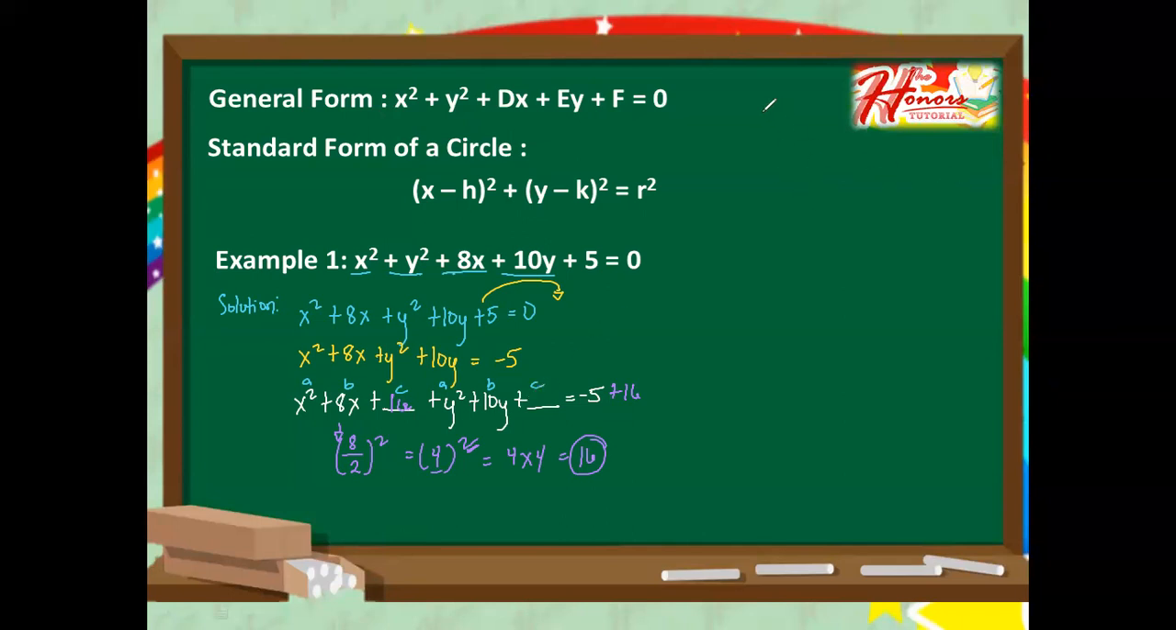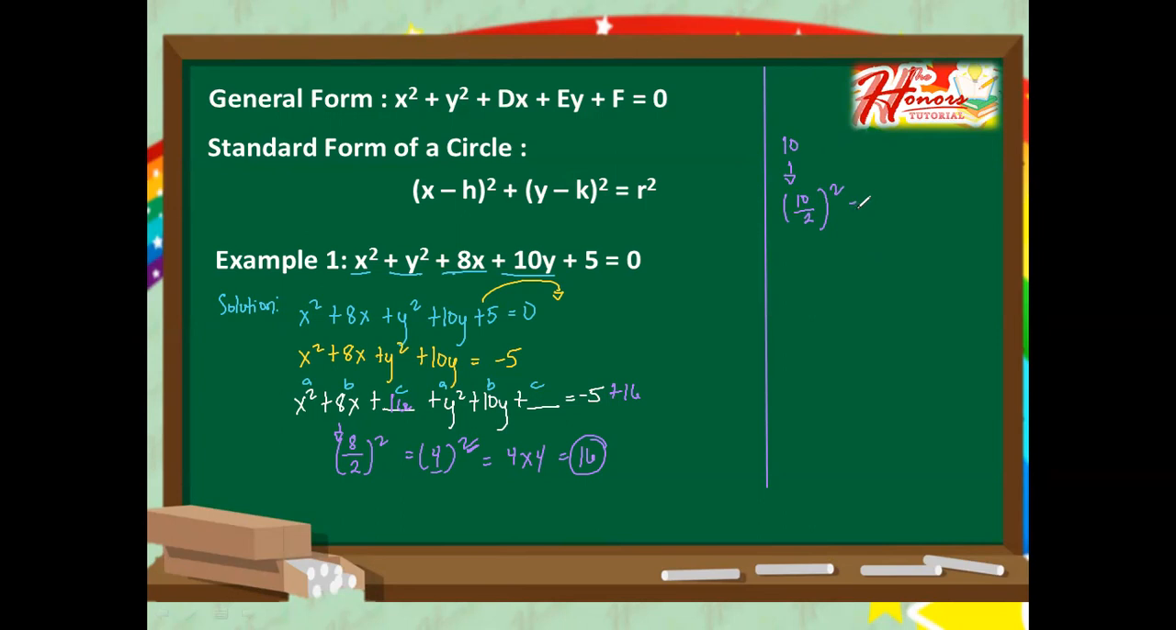Okay, so let me use this empty space for us to solve. For 10y, that is the middle term, but the numerical coefficient for that is 10 only. So that's why it is the only number that we are going to divide by 2. And then after that, we have to raise it to 2.